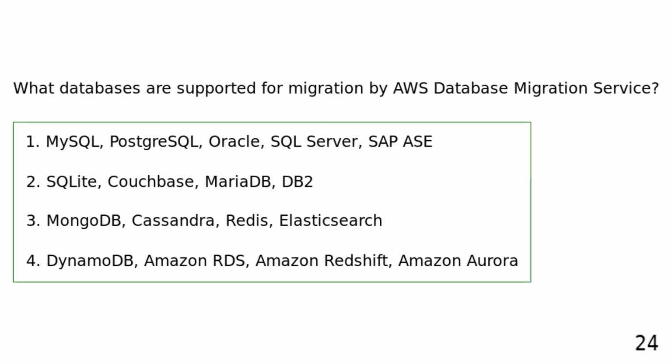What databases are supported for migration by AWS Database Migration Service? MySQL, PostgreSQL, Oracle, SQL Server, SAP ASE. SQLite, Couchbase, MariaDB, DB2. MongoDB, Cassandra, Redis, Elasticsearch. DynamoDB, Amazon RDS, Amazon Redshift, Amazon Aurora.